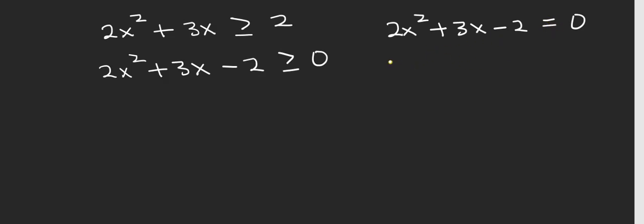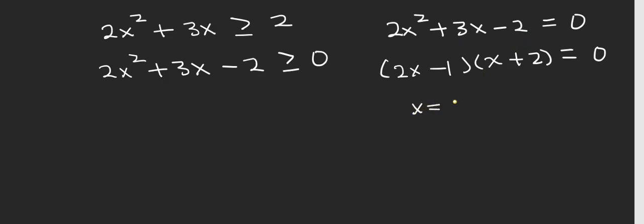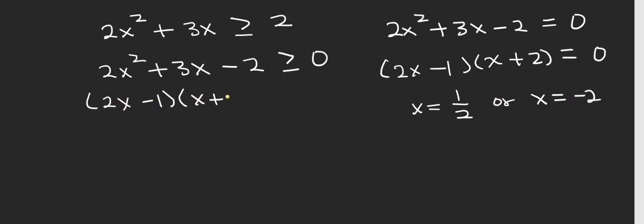So we can factor this. Again, if you forgot how to factor, make sure you review how to factor. So this is going to be 2x, you've got x, plus 2, and then minus 2. And make sure you multiply it out, see if you get this. So you end up getting x equals 1 over 2, or x equals negative 2. So you get (2x minus 1)(x plus 2) is greater than or equal to 0.